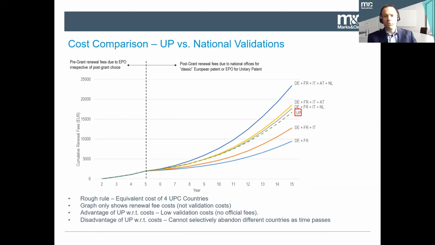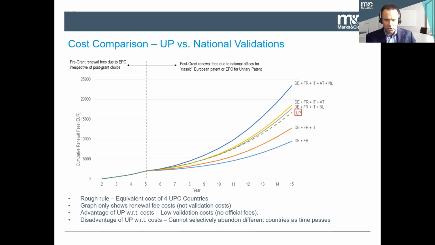There has been a big wrangling over the costs, the annuities for a unitary patent, and where we ended up is that the annuities payable for a UP are roughly the same as 4 validations in Europe. So if you're a company that validates in more than 4 countries, then in terms of annuity payments, the UP will be cheaper. If you only validate in 1 or 2 countries, then national validations will be cheaper.